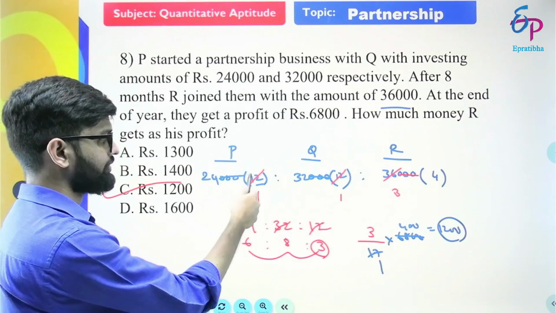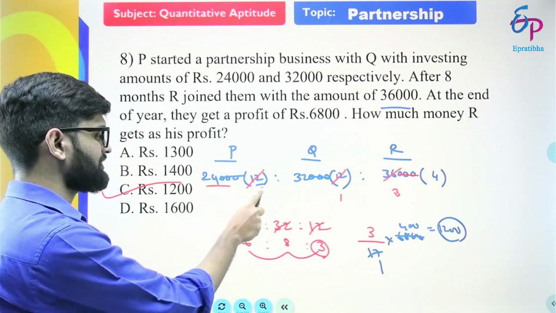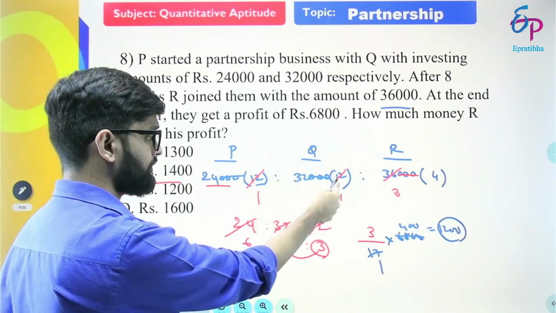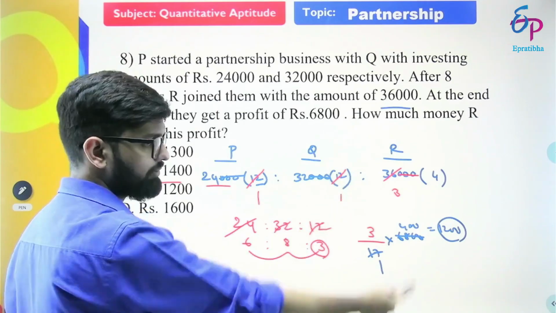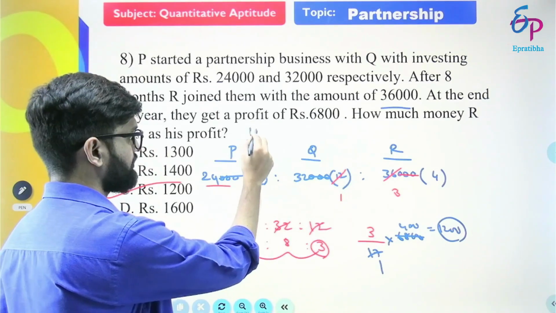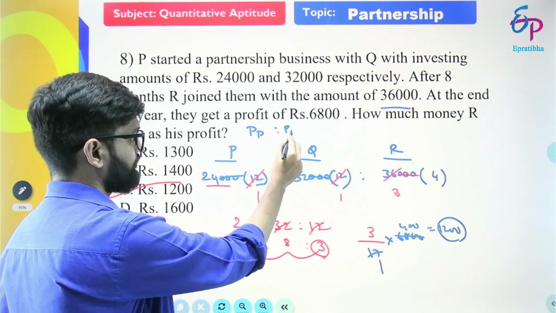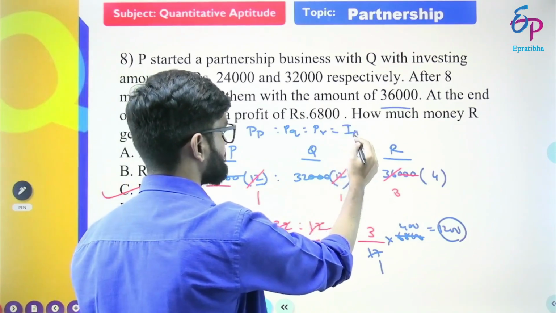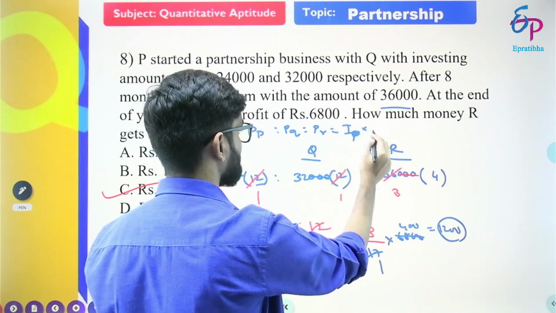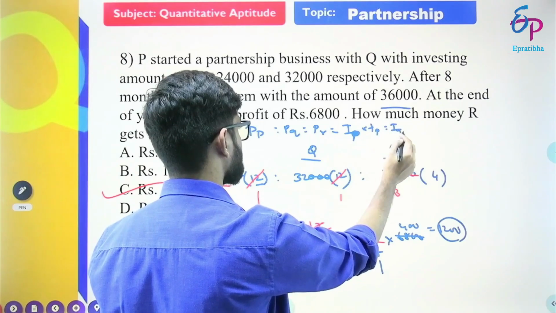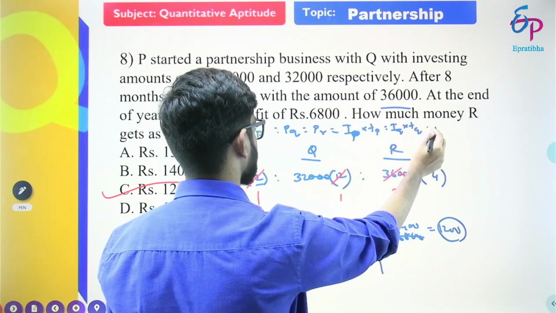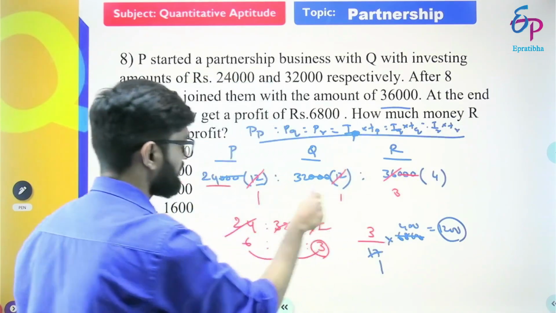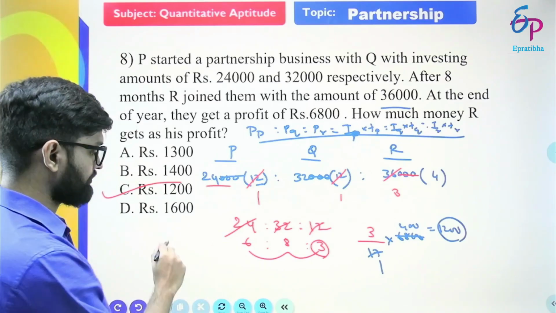So for P it is 24,000 into 12. I told you, you have to always take the investment of P into the time period of P, investment of Q into the time period of Q, investment of R into the time period of R. The profit ratio, the profit earned by P, by Q, and by R, is nothing but the investment of P into the time period of P, investment of Q into the time period of Q, investment of R into the time period of R. The same thing I am doing here. This is the profit ratio.